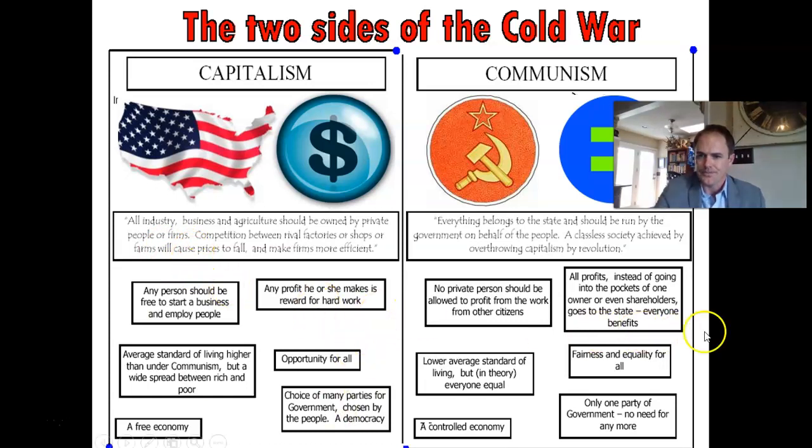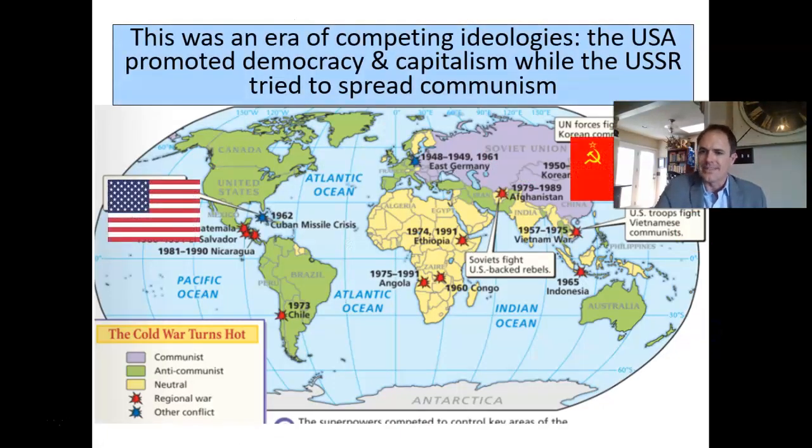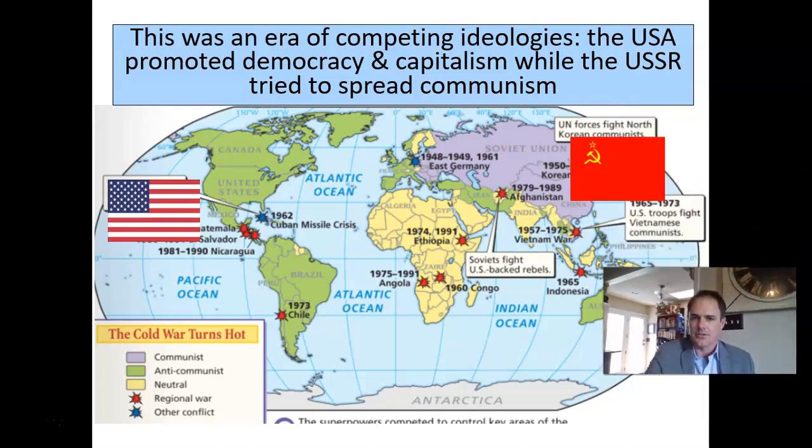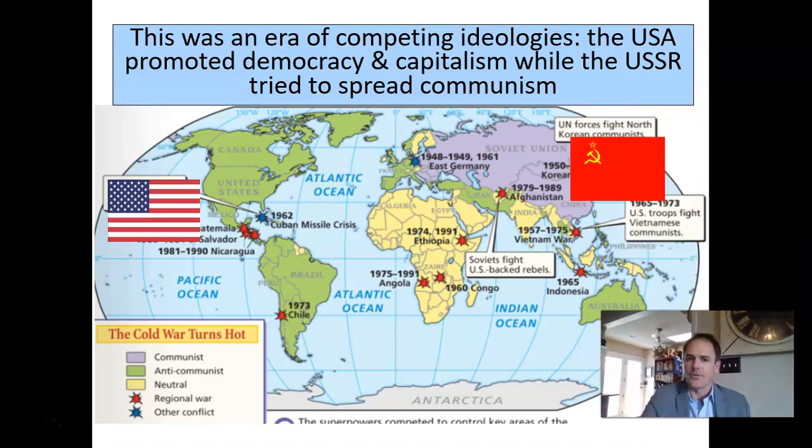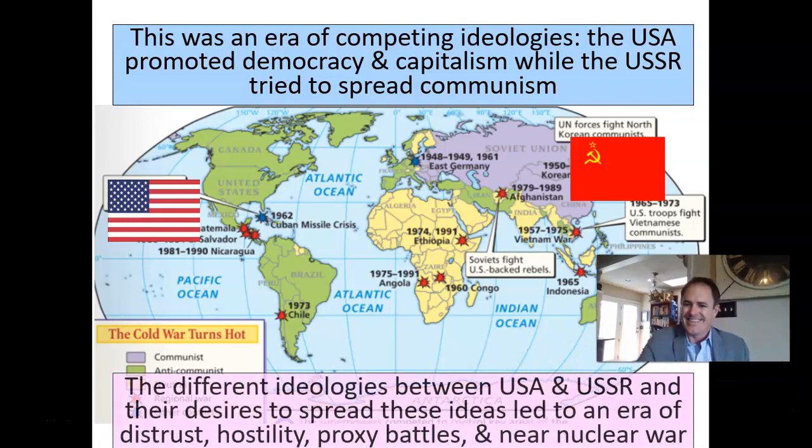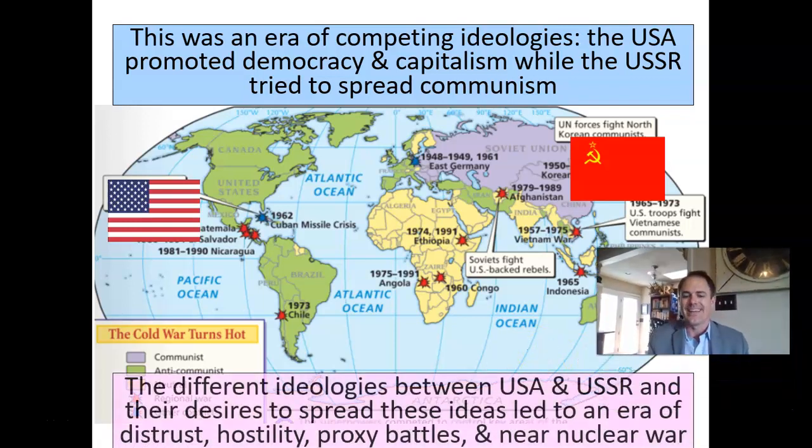All right, so it's an era of competing ideologies. The United States wants to promote its values of democracy and capitalism, while the USSR tries to spread its system of communism. This difference very soon leads to distrust, hostility, and eventually battles between their proxies or their friends, and unfortunately near nuclear war.